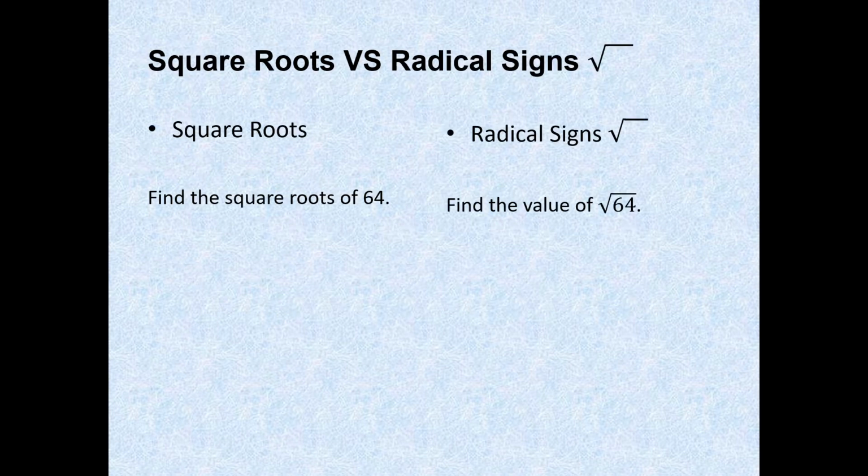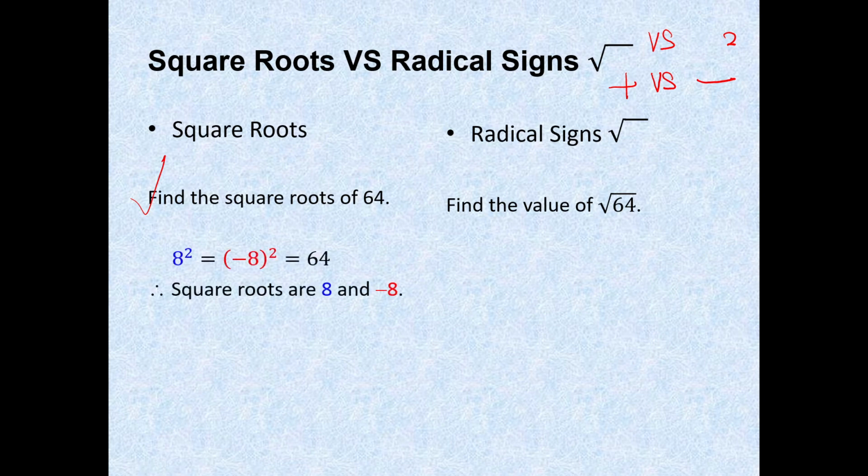So now let's consider the radical signs. We may see that the radical sign is the opposite of the square, just like the addition is the opposite of the subtraction. So let's take a look at the example on the left-hand side. If we are asked to find out the square roots of 64, then we may consider 8 square and also negative 8 bracket square, right?